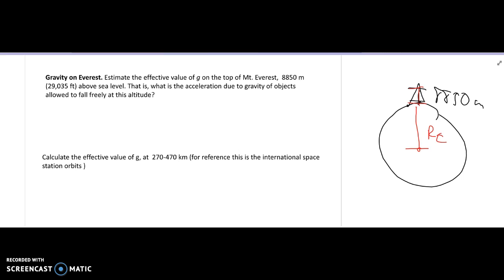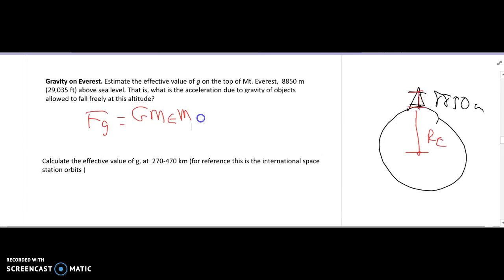So if I was looking at my equation, I would say, well, force of gravity equals big G, mass of Earth, mass of the person, whatever object is up there, divided by distance between them squared. But it doesn't want the force of gravity, it wants the acceleration.